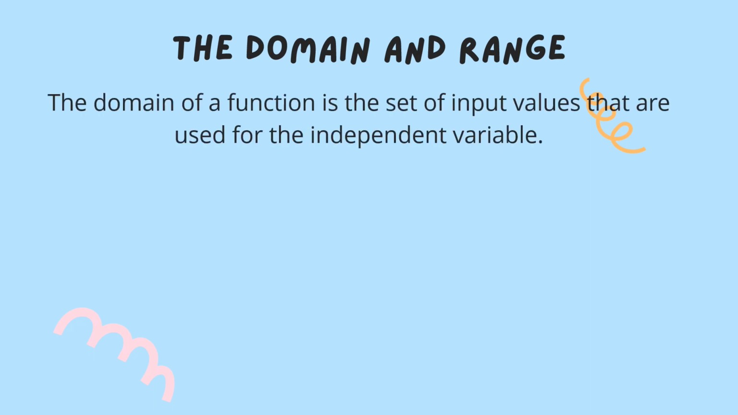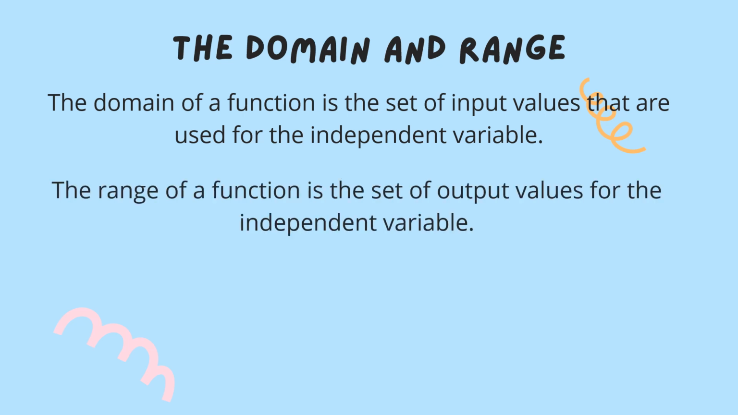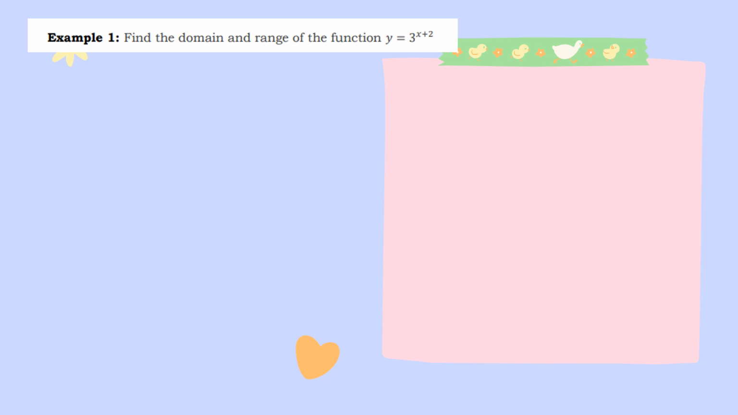The domain and the range, again, is the set. The domain of a function is the set of input values that are used for the independent variable, while the range of a function is the set of values for the dependent variable. X are independent, y is dependent to the value of the x. So whatever we have for the x value, substituting it to the equation, that's the time that we will obtain the y values. So let's have this example.